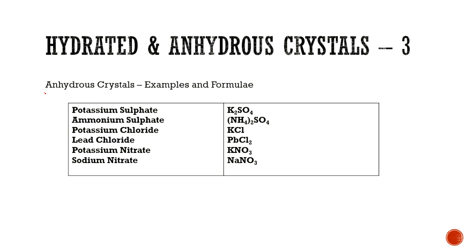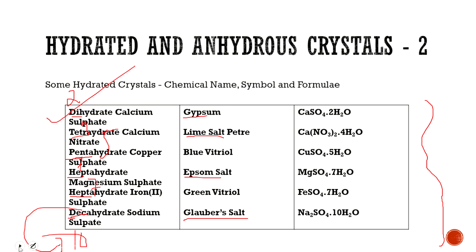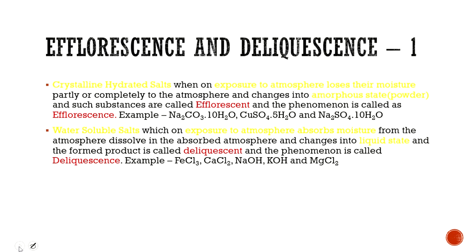Next are some of the anhydrous crystals. You need to study any one or two names, but you have to know the formula very well. Study one or two anhydrous crystals: potassium sulfate K2SO4, ammonium sulfate (NH4)2SO4, potassium chloride KCl, lead chloride PbCl2, potassium nitrate KNO3, sodium nitrate NaNO3. That's all. So you have to learn what is a hydrated crystal, what is an anhydrous crystal, this table, and 2-3 anhydrous crystals.